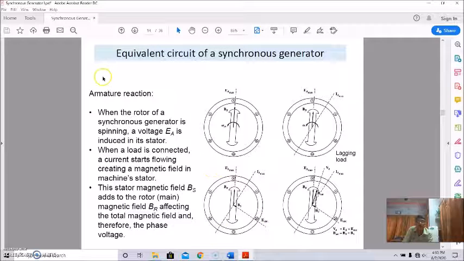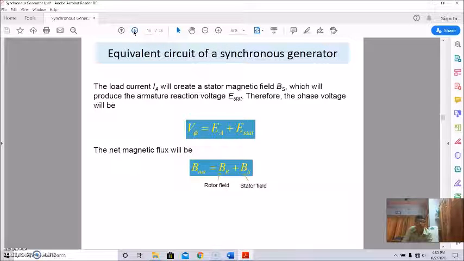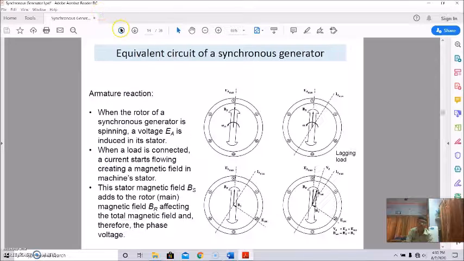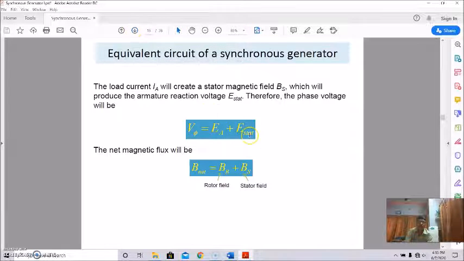So if we go this way, the load current IA will create a stator magnetic field BS, as shown here. So this load current IA is creating the stator magnetic field BS. The stator induced EMF will be here due to this. So this BS will produce an armature reaction voltage E stat in the stator. So this is the armature reaction voltage.